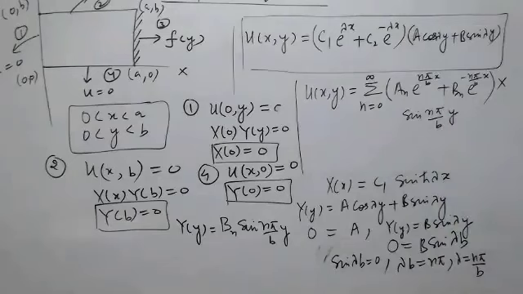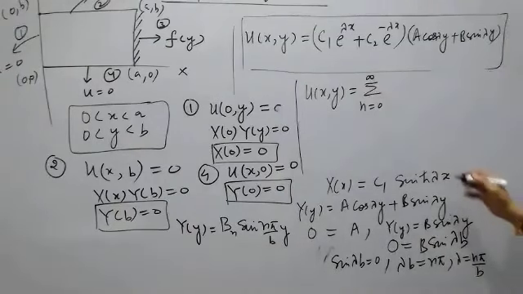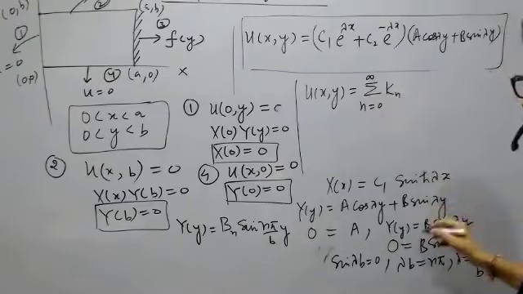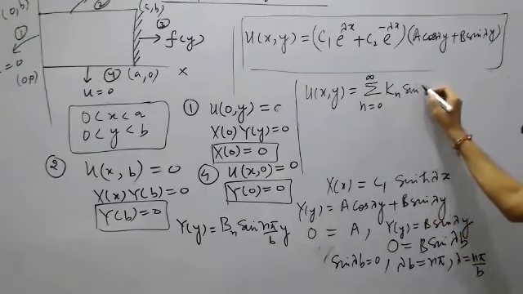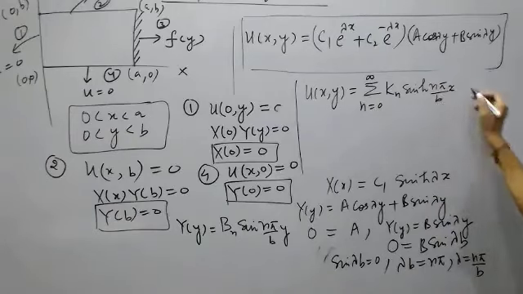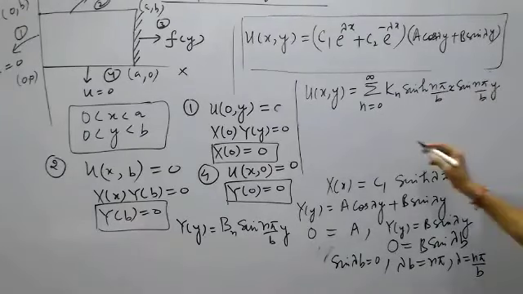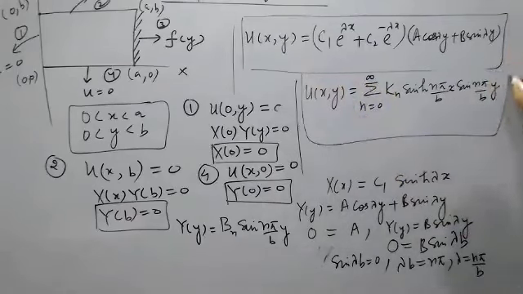Please see this. We calculated capital X of x is equal to C1 sine hyperbolic of... that we have already calculated. So that's why I can write Kn, sine hyperbolic n pi x by b and sine n pi y by b. So this is my potential.